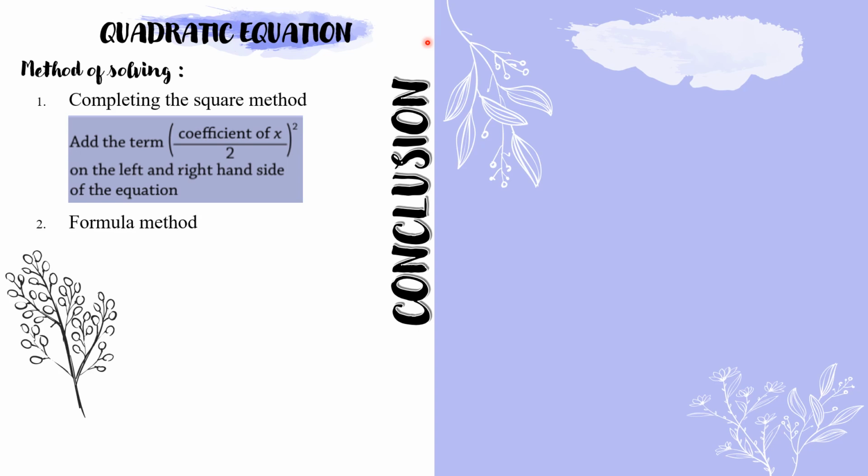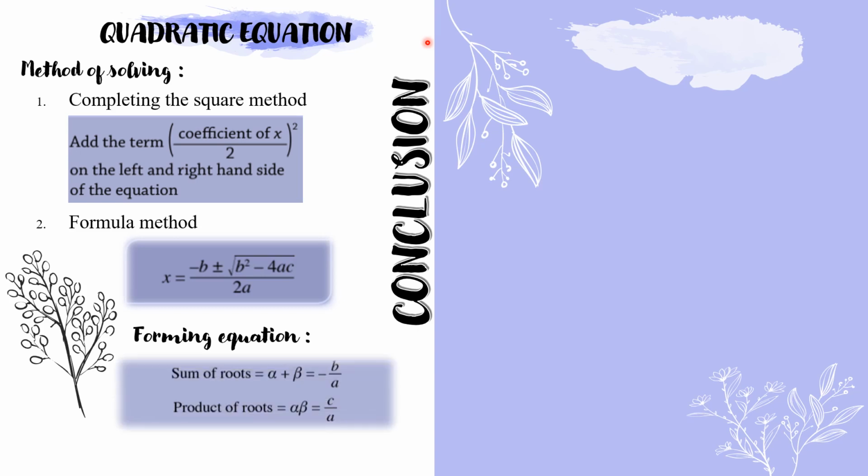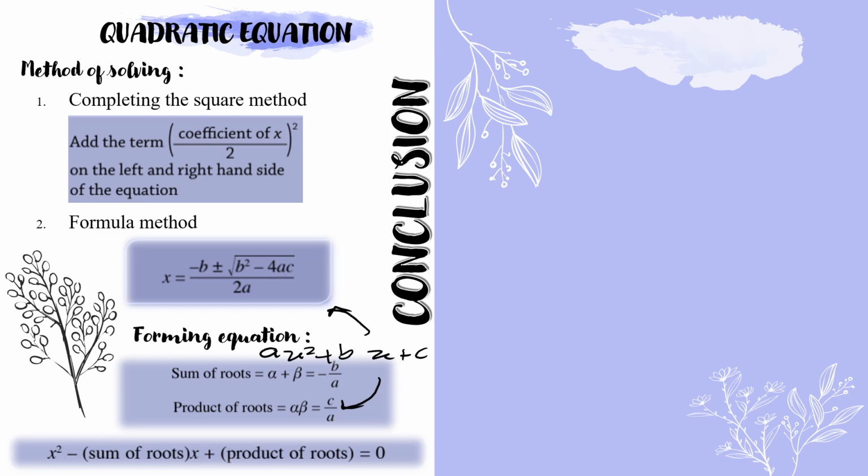Okay, and second one is formula method. So formula is given. And lastly, you learn how to form the equation from the given root or the solution. Okay, you need to remember sum of root is actually negative b over a. Product of root is actually c over a. Okay, from the general form ax square plus bx plus c. Okay, this is applied for this one and also this one. So the quadratic equation is x squared minus sum of root x plus product of root equal to 0.